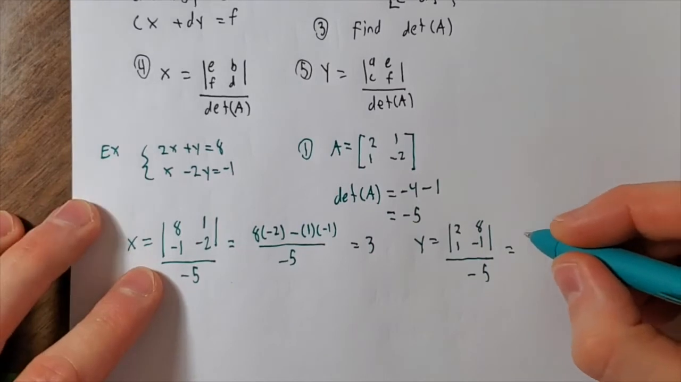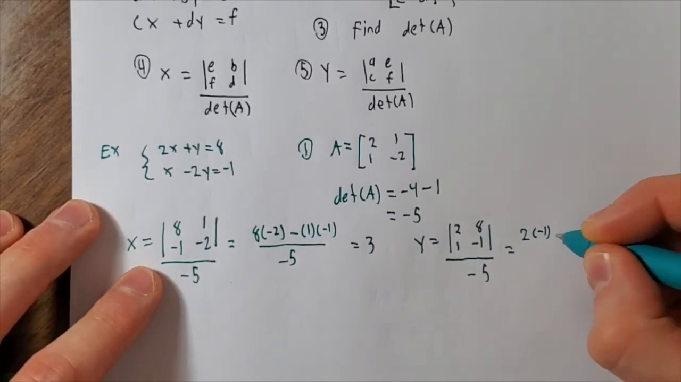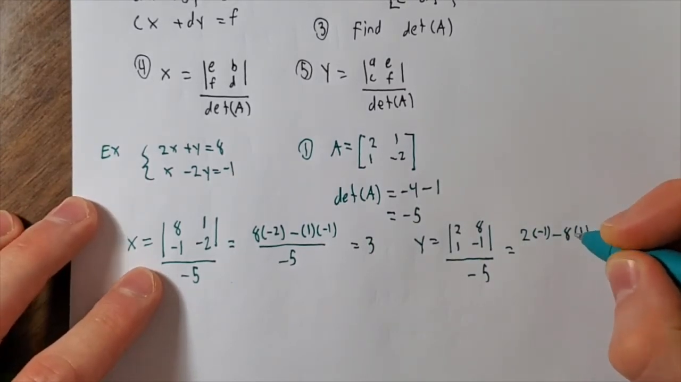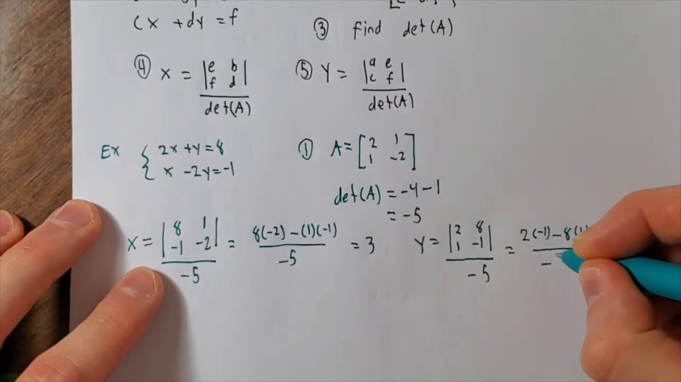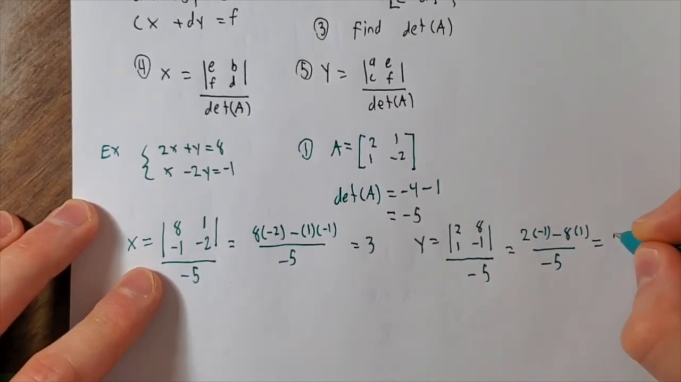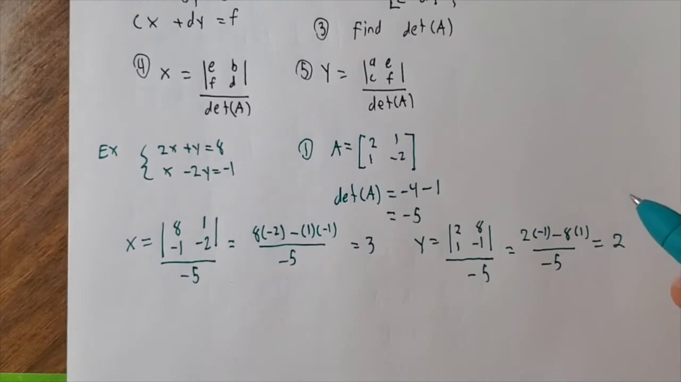So this time around, we'll get 2 times -1 minus 8 times 1 all over -5, which simplifies down to 2. So our solution for this system, we get the point 3, 2: x is 3, y is 2, and there we go. We have our final solution right there.